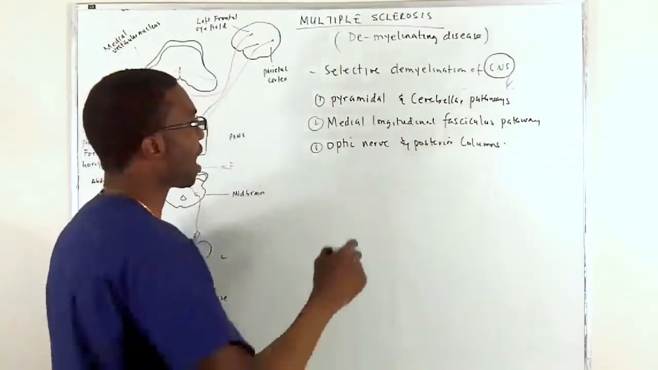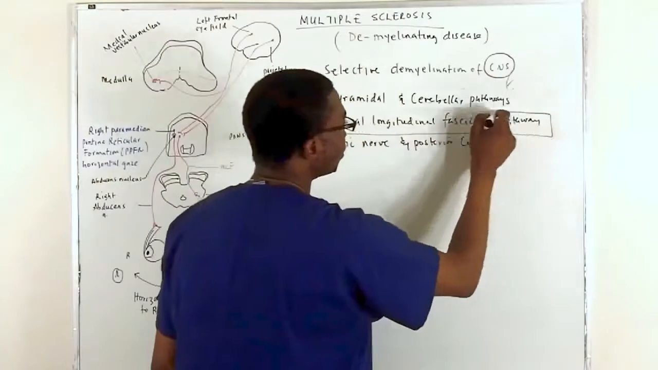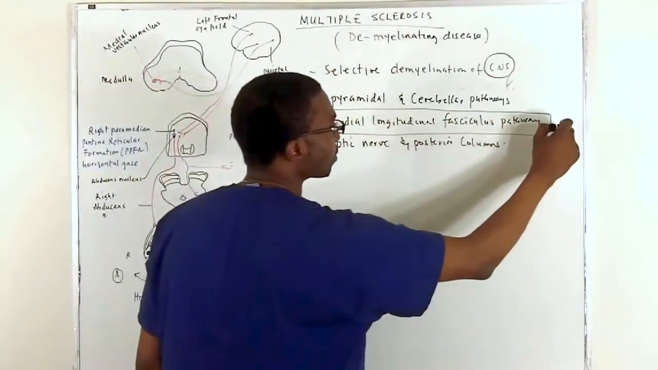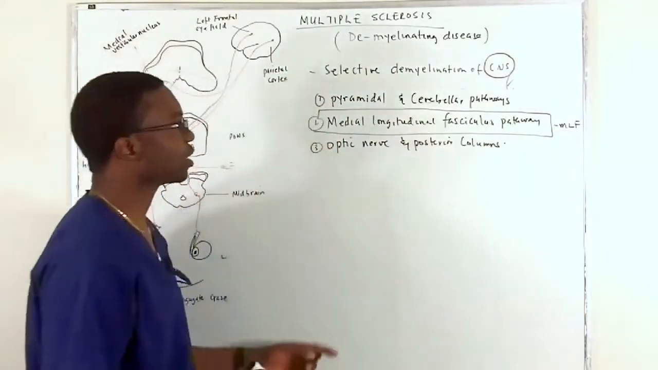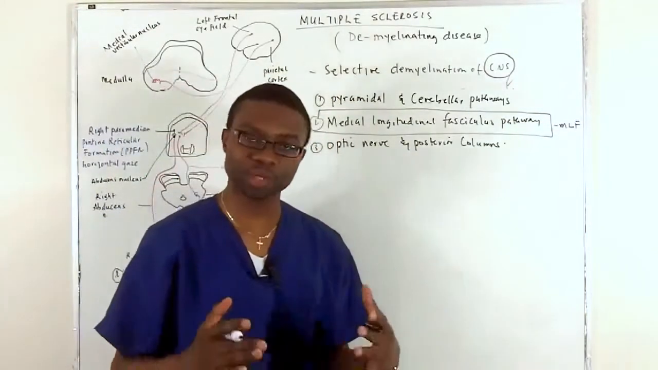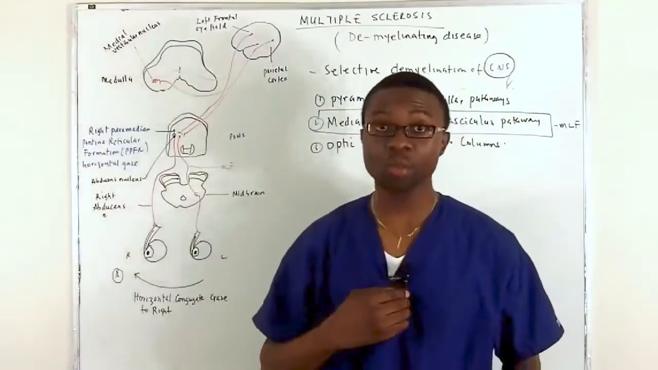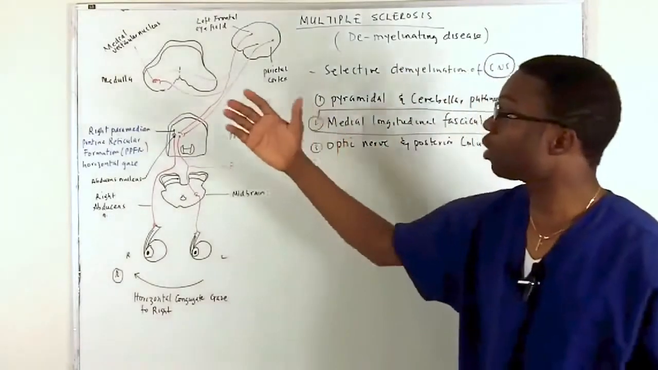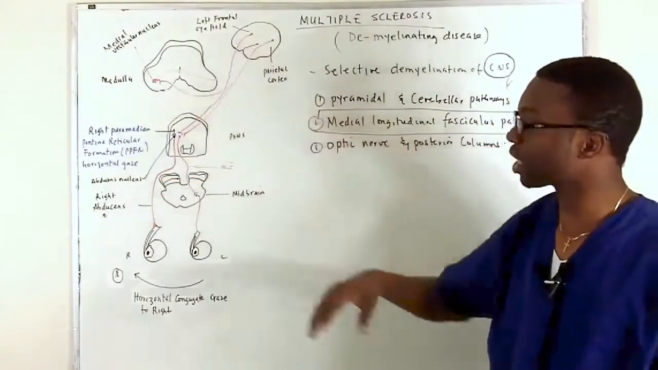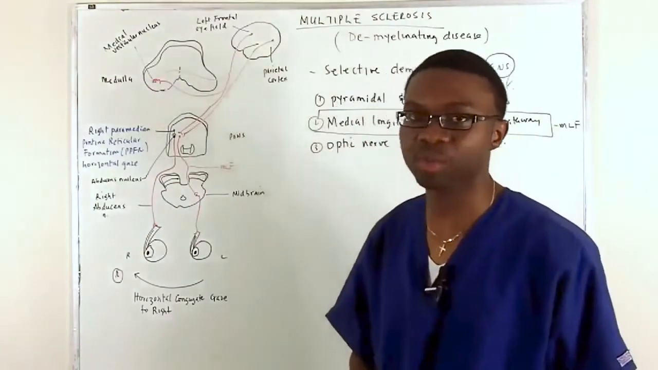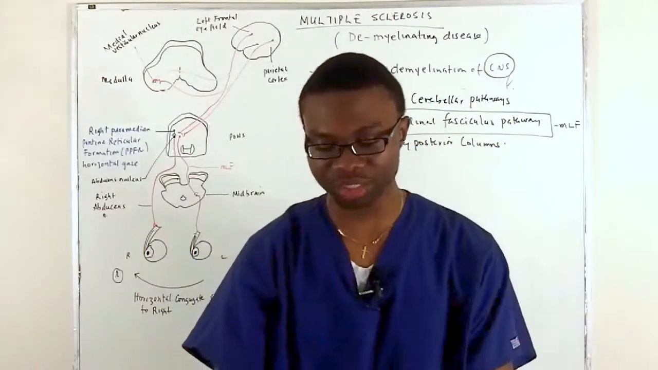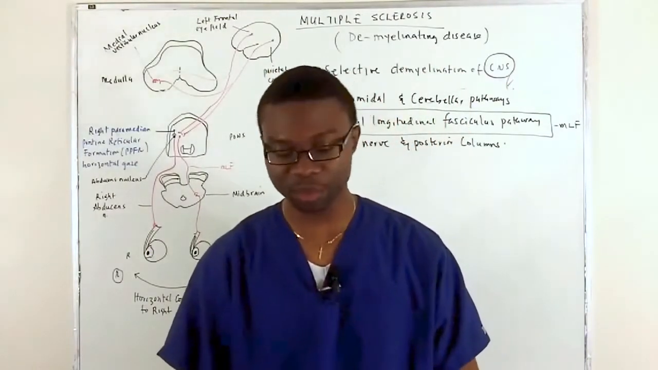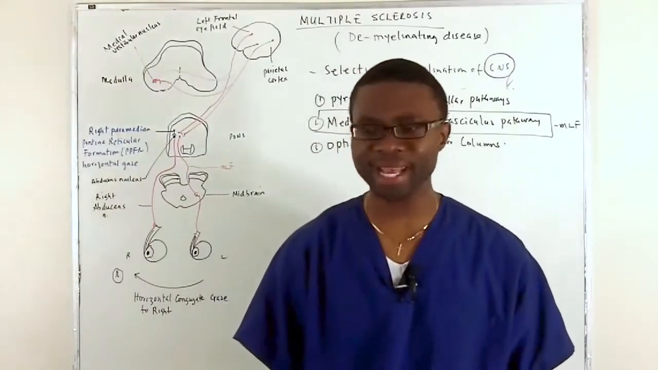Now, in this lecture, I'm going to talk about the medial longitudinal fasciculus pathway, known as the MLF pathway. And I'm going to talk about also the optic nerve and the posterior columns, because when I talk about why the patients present with these symptoms, you will be able to understand this better. Well, on the right side of the board, I have drawn out the medial longitudinal pathway. This pathway actually doesn't just exist by itself. It's a very, very important pathway for us to be able to conduct conjugate gaze.